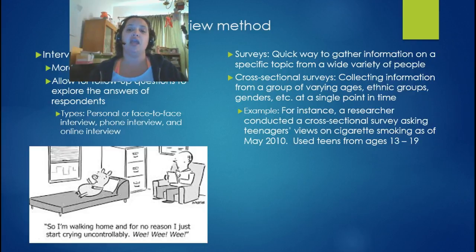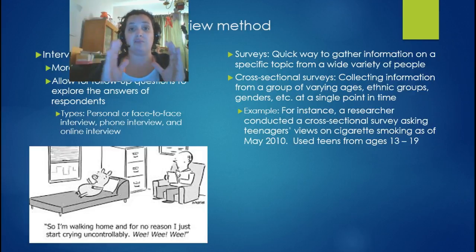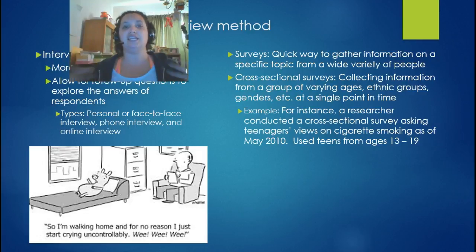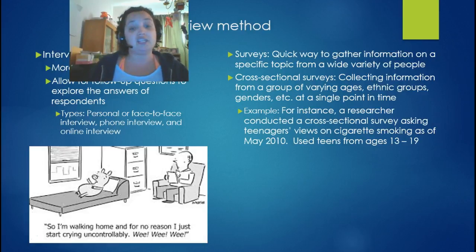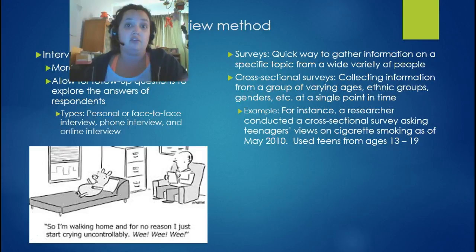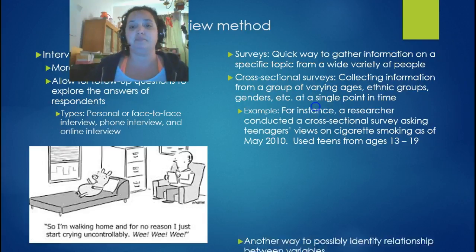So for example, a researcher might do a cross-sectional survey about teenagers' views on cigarettes. This might be as of May 2010, so just a quick snapshot, but using kids from ages 13 to 19, and what do they think? So this is using a variety of ages. You might look at how women feel about the current political climate. I'm just picking something there. And maybe you look at women from ages 18 to 85. So you're looking at what they think of the political climate today, February 2017, but you're looking at a variety of ages, so a cross section of women.